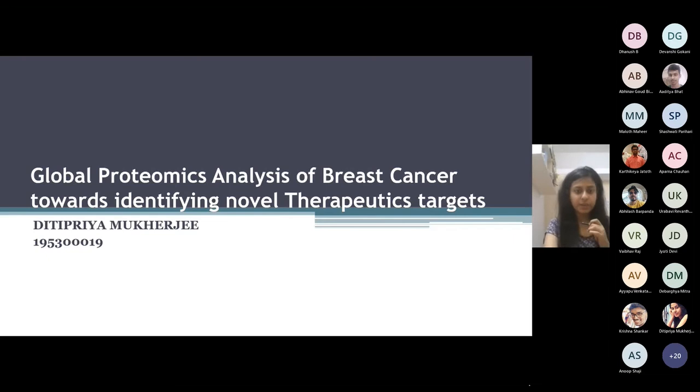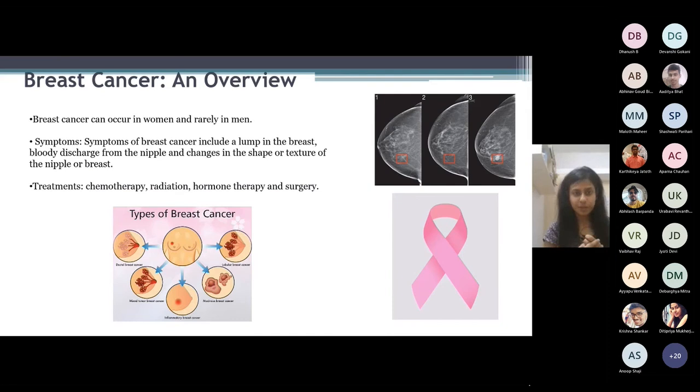Good morning, everyone. I am Ditipriya Mukherjee, and my proteomics project topic is global proteomics analysis of breast cancer towards identifying novel therapeutic targets. As the name suggests, breast cancer is a type of cancer which originates in the breast tissue, but it is characterized by a very aggressive invasive potential, and the tumor can metastasize to different organs in the body in a very uncontrolled manner.